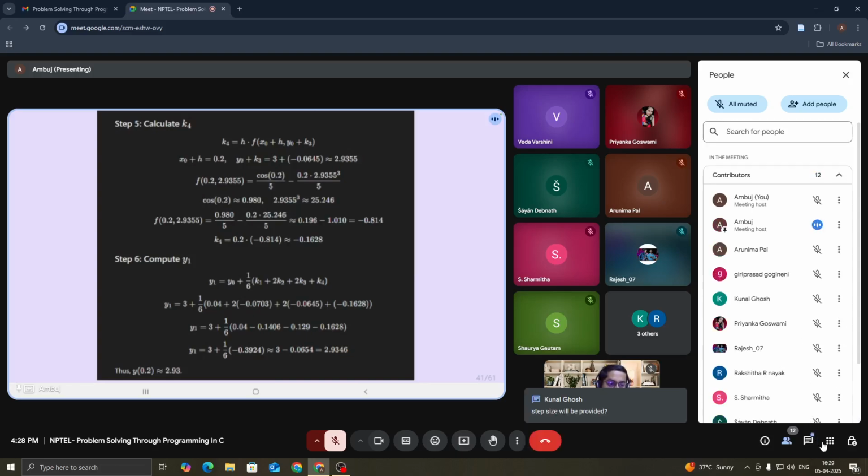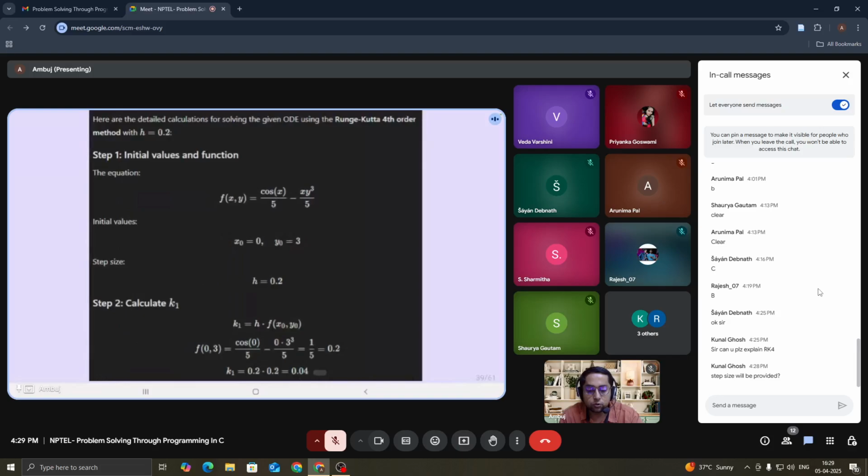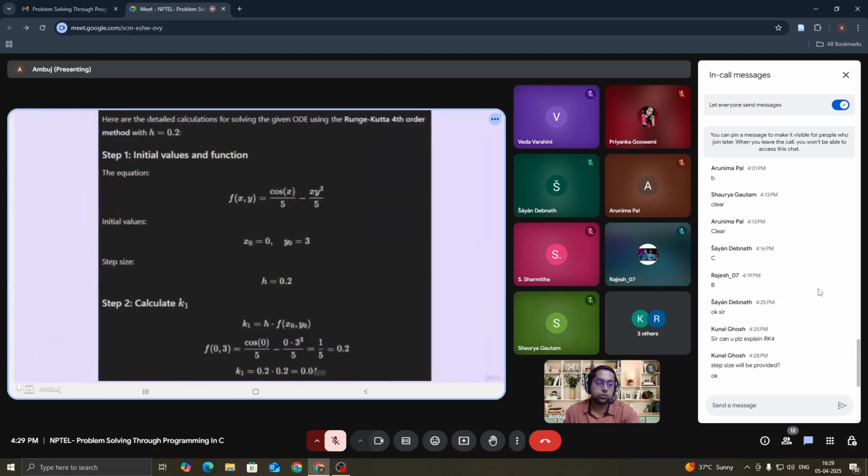Is it clear? Step size will be provided. Yes, step size has been already provided in the question as 0.2. H is 0.2. Okay.